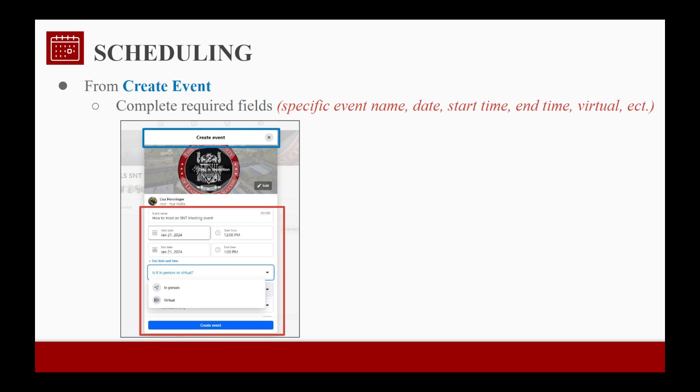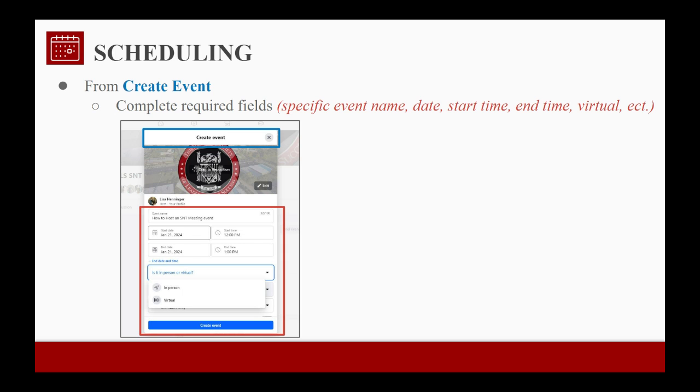To create an event, complete the required fields with a specific event name. Don't name your event only as S&T meeting. This sometimes causes confusion when it is used frequently. Add in your name or the topic of your meeting to stand out. Enter the date with start time and end time. This will default to your time zone, so be sure to clarify in the meeting details section.